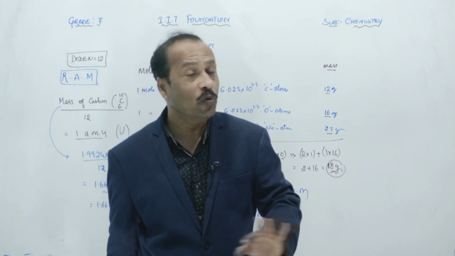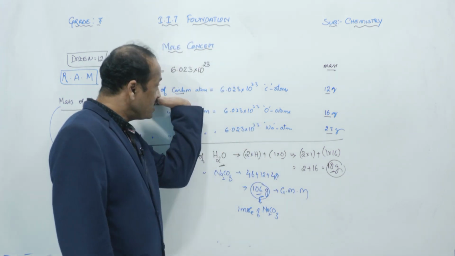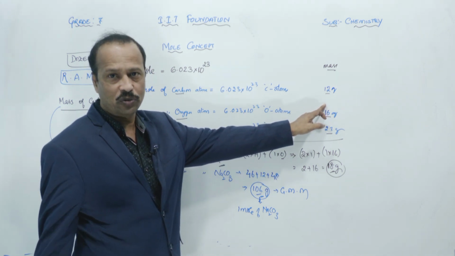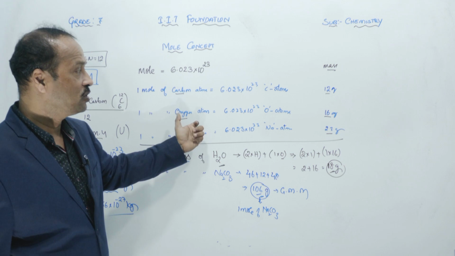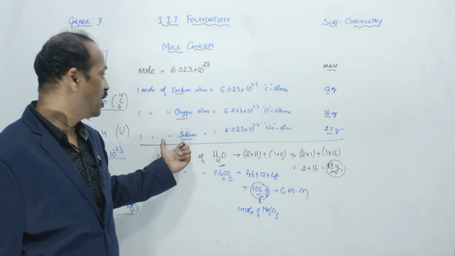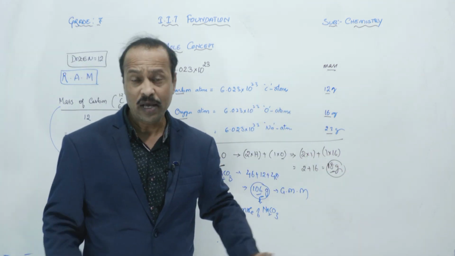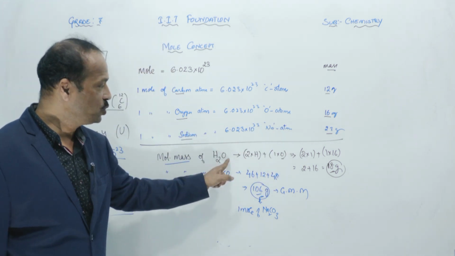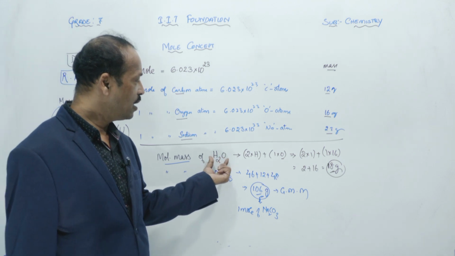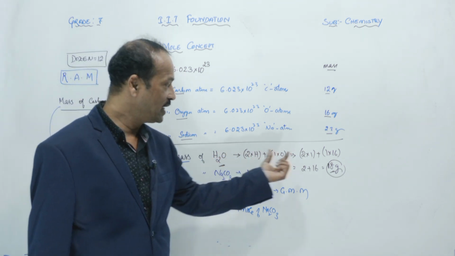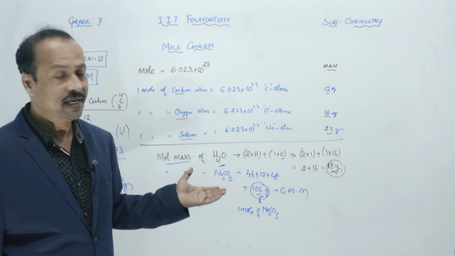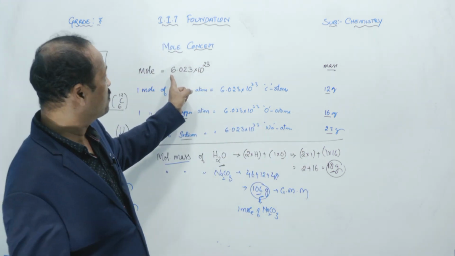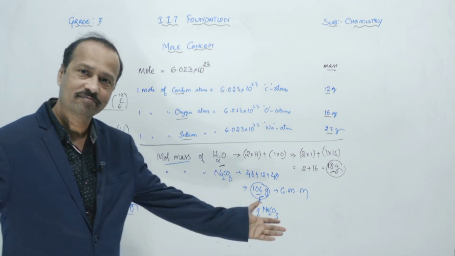Okay. But 1 mole of carbon mass is how much? It's atomic mass. Carbon atomic mass is 12. You know that. 1 mole of oxygen is how much? 16 grams. 1 mole of sodium, 23 grams, and so on. This is for atoms. If molecules, so 1 mole of water means what? H2O. So just calculate the total molecular mass of this one. So you'll get 18. So 18 grams of water means 1 mole of water. 1 mole means what again? 6.023 into 10 to the power of 23.